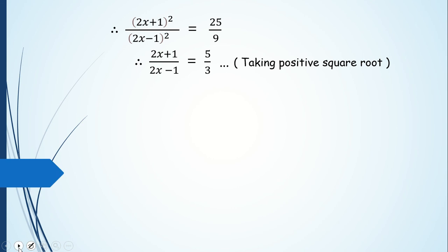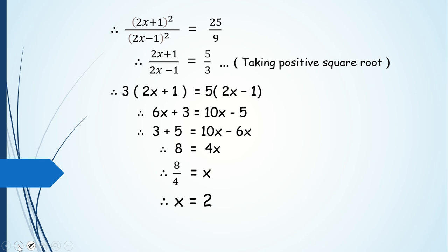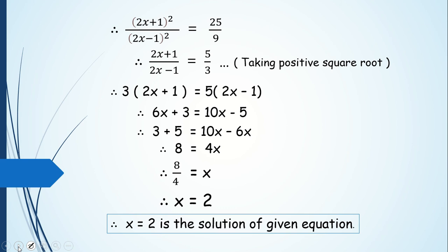Now just cross multiply, and we will get 3 into 2x plus 1 is equal to 5 into 2x minus 1. Now multiply 3 inside. 3 2s are 6, 6x plus 3 1s are 3. 5 2s are 10, 10x minus 5. Now this 6x, if we take it that side, it will become minus 6x, 10x minus 6x, and bring this 5 this side, 5 plus 3. 5 plus 3 is 8, and that is 4x. So therefore x is equal to 2 is the solution of the given equation.